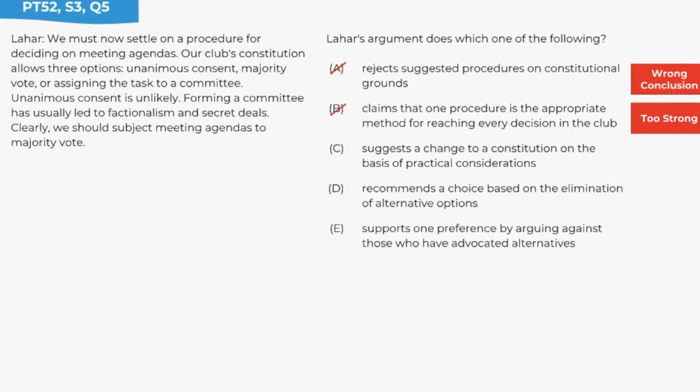Answer choice C says, suggests a change to a constitution on the basis of practical considerations. This is not about suggesting a change to a constitution. This is about the procedure for deciding upon meeting agendas. So this is reaching the wrong conclusion. Answer choice D recommends a choice based on the elimination of alternative options. That looks pretty good. Hold on to D. Answer choice E says supports one preference by arguing against those who have advocated alternatives. Does this argument advocate or argue against advocates of previous positions or alternatives? No, there's nobody advocating alternative positions. So let's get rid of E, and that leaves us with answer choice D as the right answer.